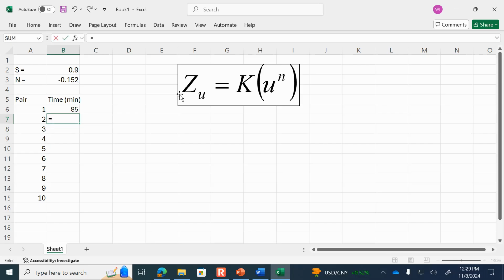So T equals K, here's K, it's the first pair of pants, multiplied by U to the N. So here's U to the power of N. I'll anchor the reference to the K value because that's always going to be 85 minutes. I'll anchor the reference to the N value because we always want that to be negative 0.152, but what's changing is the U that I'm on. So the second pair of pants, the third pair of pants, the fourth pair of pants, and so far this is matching the data that we're given.